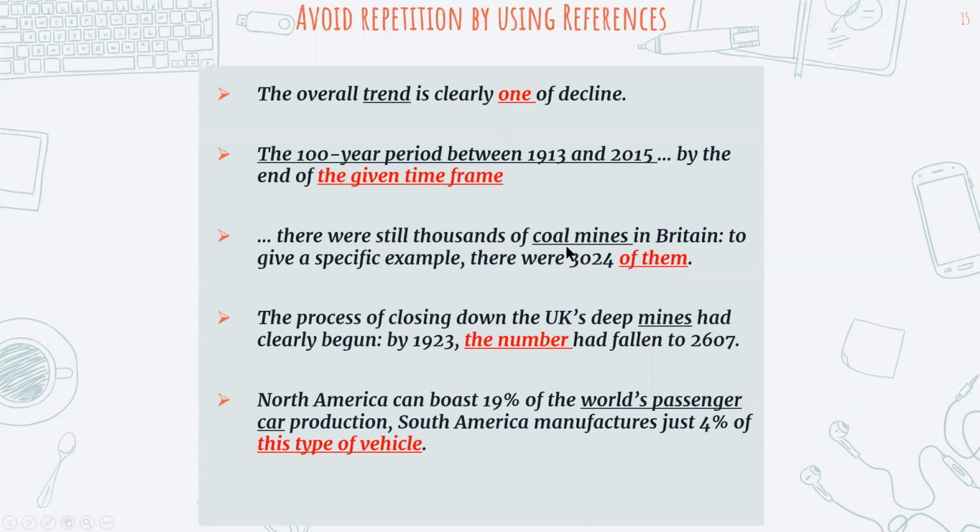There were still thousands of coal mines in Britain. To give a specific example, there were 3,024 of them. It refers back to the coal mines. The process of closing down the UK's deep mines had clearly begun, and by 1923, the number had fallen. The number of coal mines. So the number refers back to the mines. North America can boast 19% of the world's passenger car production. South America manufactures just 4% of this type of vehicle. I don't have to say of the world's passenger car again.